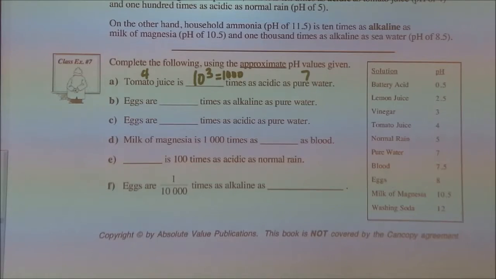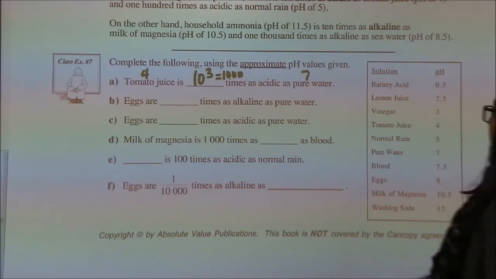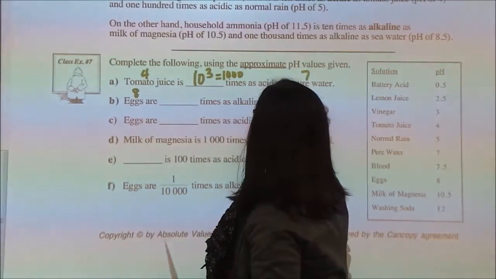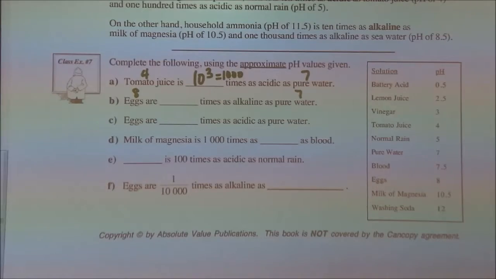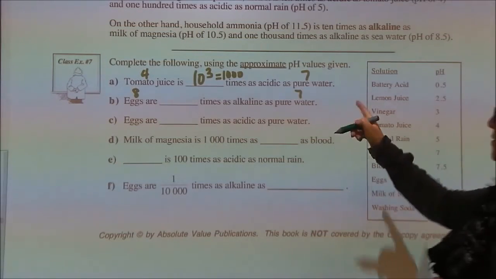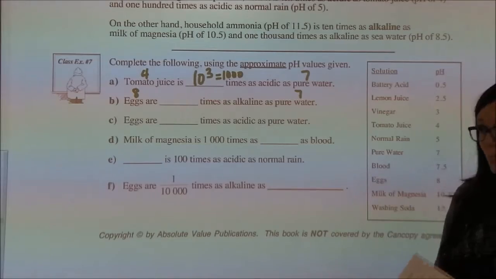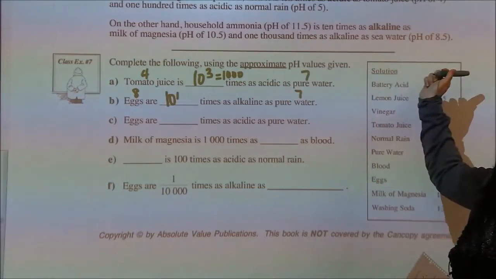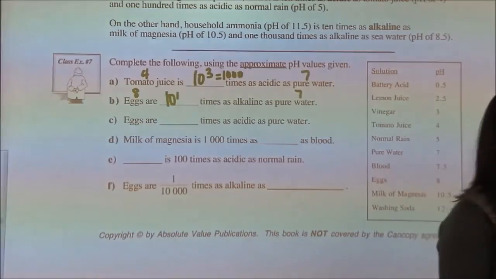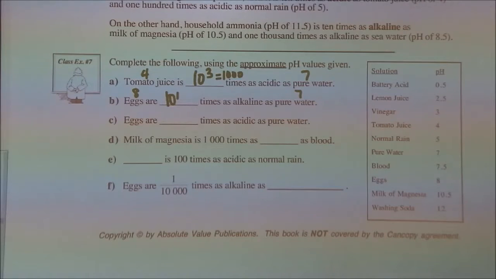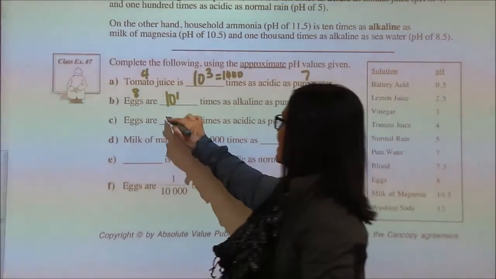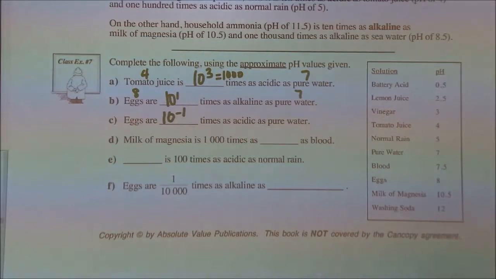What's the pH of eggs? 8. And pure water is 7. So the question is, eggs are how many times as alkaline as water? The difference is 1, but does this become 10 to the positive 1 or 10 to the negative 1? Positive, because I'm talking about alkalinity. If the question had been written, eggs are blank times as acidic as pure water, what would your answer be? 10 to the negative 1, because of which end of the scale that you're on. So eggs are 10 to the negative 1 as acidic as pure water.